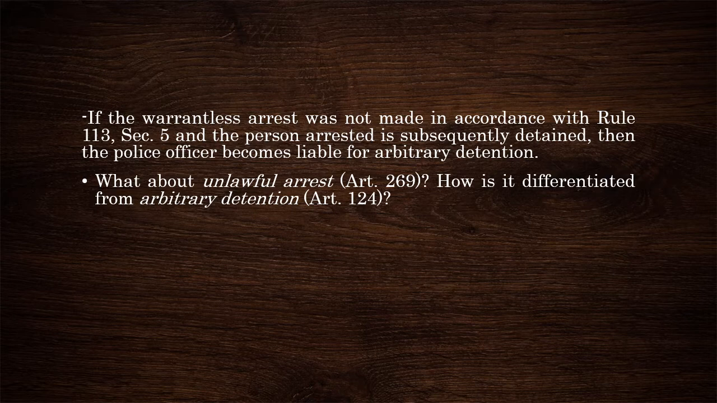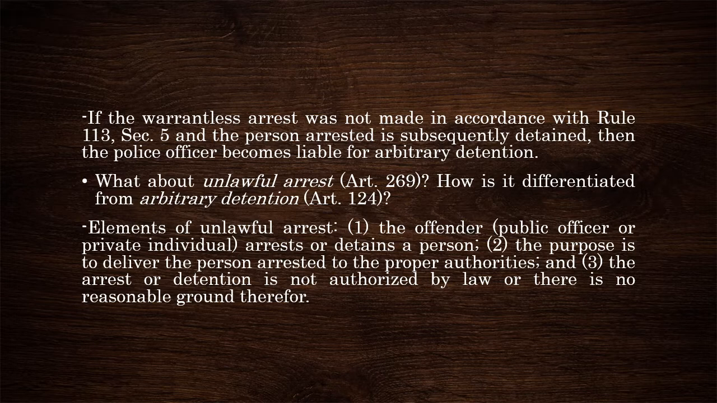What about the crime of unlawful arrest, as defined and penalized in Article 269? How is it differentiated from the crime of arbitrary detention in Article 124? Here are the elements of the crime of unlawful arrest. Number 1, the offender, who can be a public officer or a private individual, arrests or detains a person.